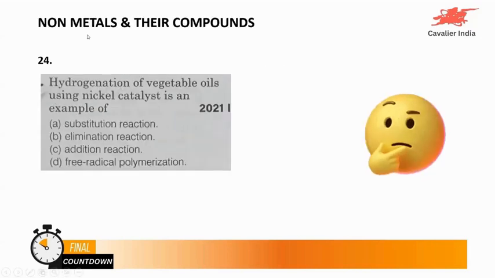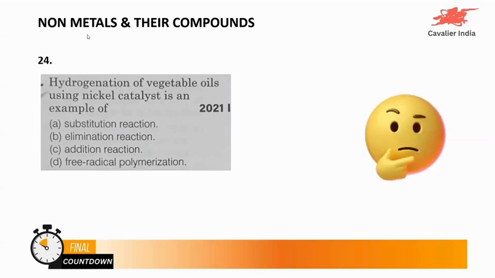Next, hydrogenation of vegetable oil using nickel catalyst is an example of what? That we have discussed in class. Addition of hydrogen is called what reaction? Option A is substitution, B is elimination, C is addition reaction, D is free radical polymerization. Which is the answer?